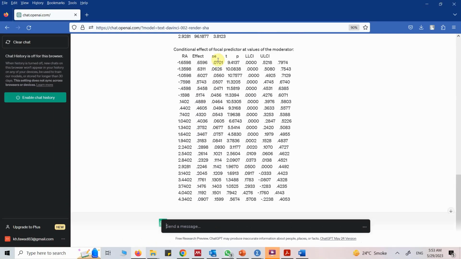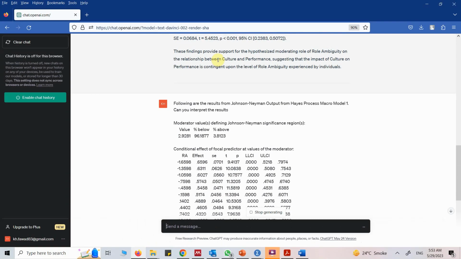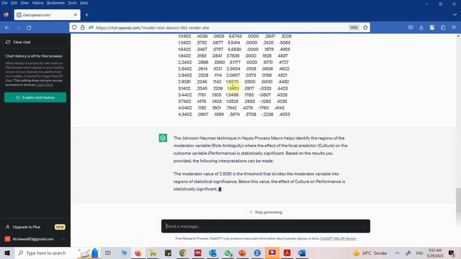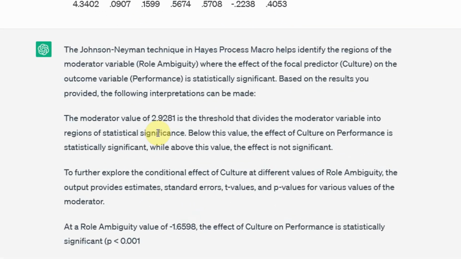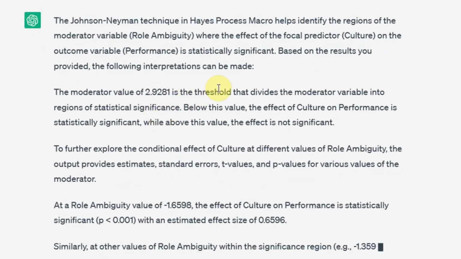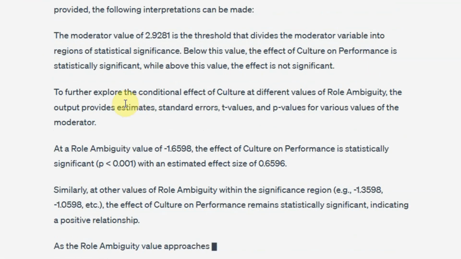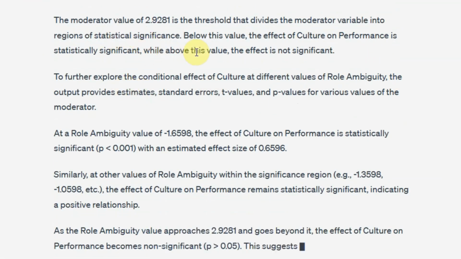Or you can be more specific and tell ChatGPT, so moderation was run and this was your independent, dependent, this was your moderator, and it can be more detailed. So the moderator 2.9281 is the threshold that divides the moderator variable into the regions of statistical significance.